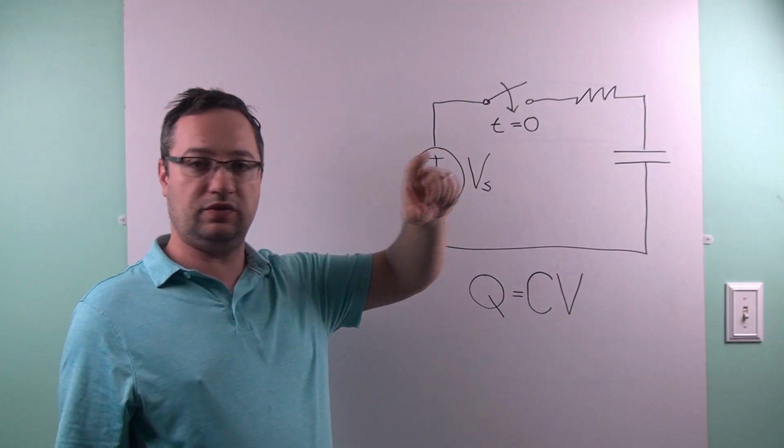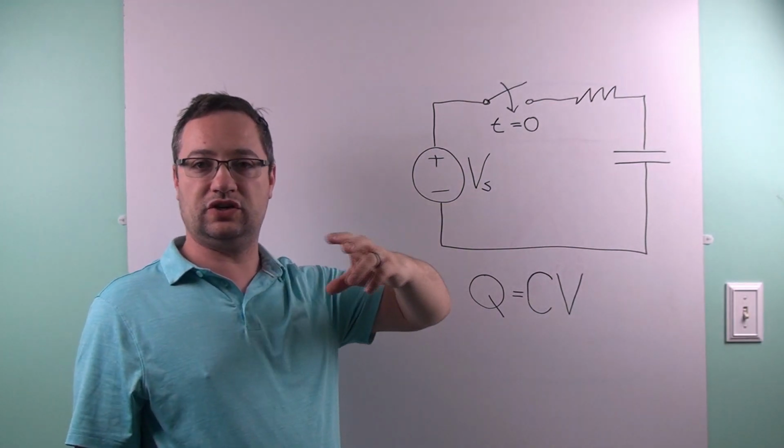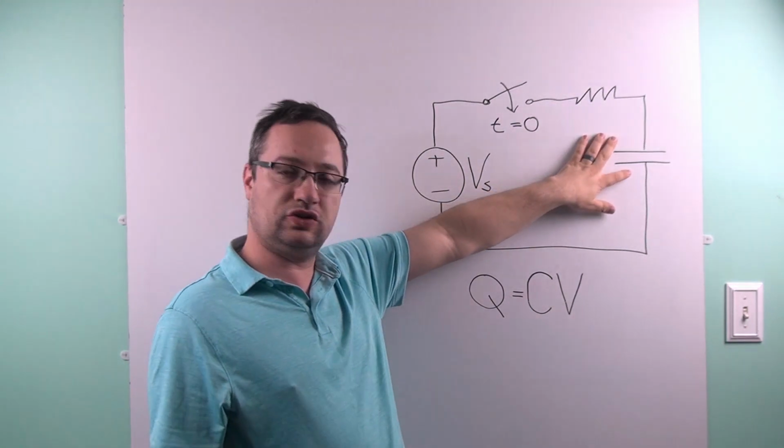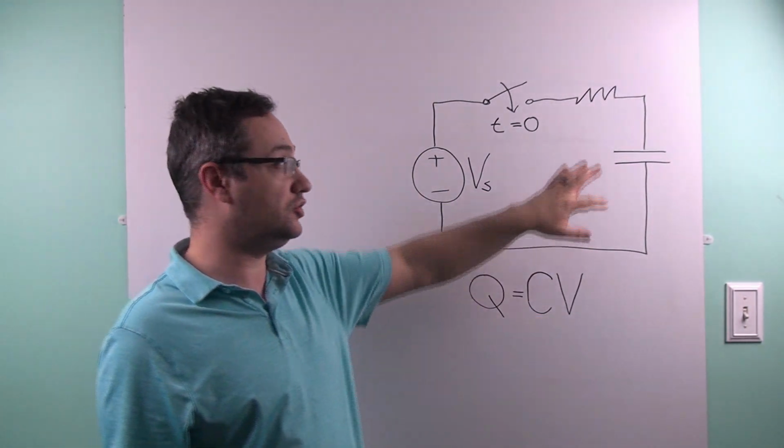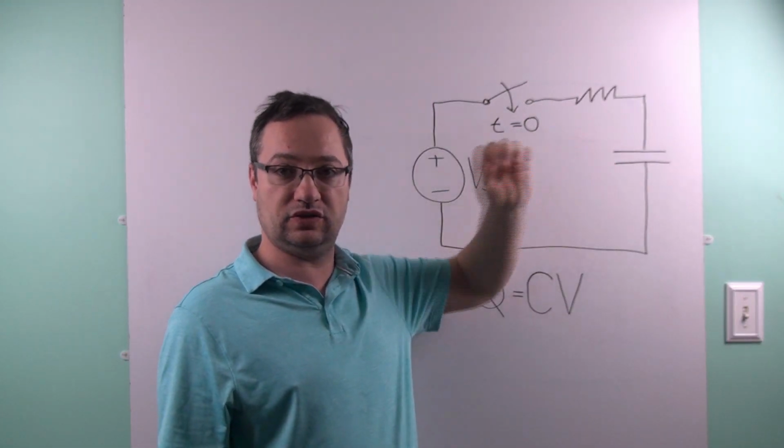So as we said before, the precondition is that there's no charge stored in the capacitor, and so by this formula, there's no voltage across this capacitor, so it's 0 volts.